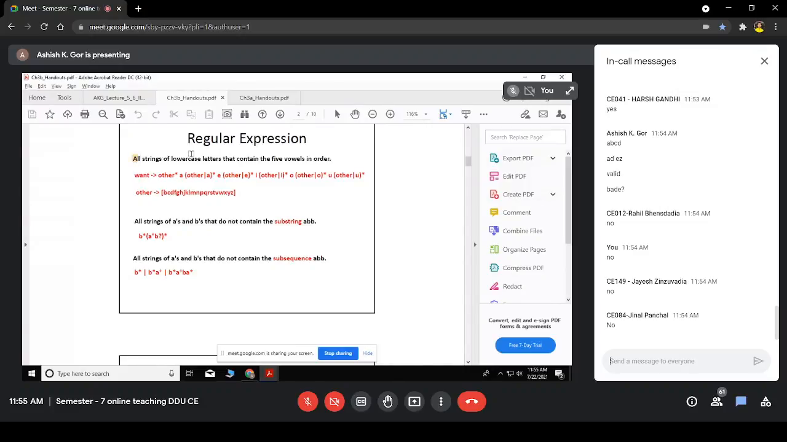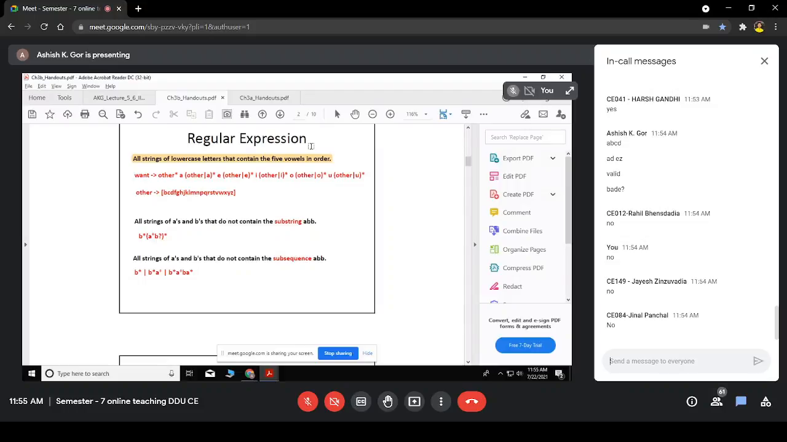So, let us take one more example. All strings of lowercase letters that contain 5 vowels in order. This is given in an exercise. So you know, I want 5 vowels, I mean A, E, I, O, U.